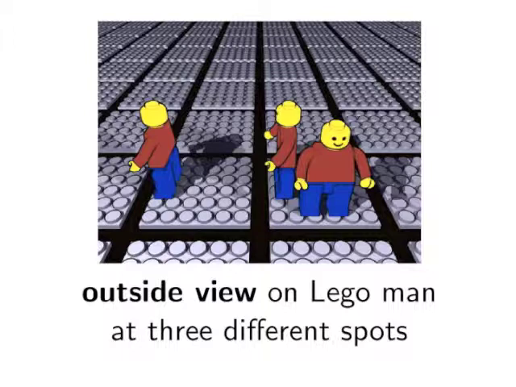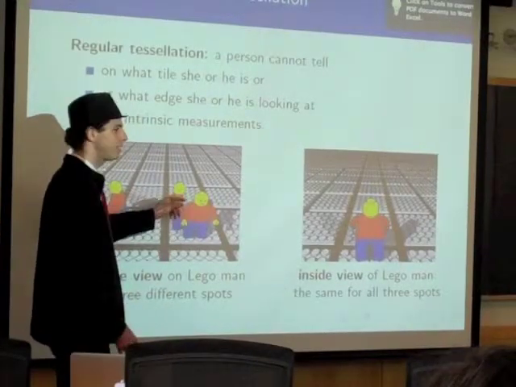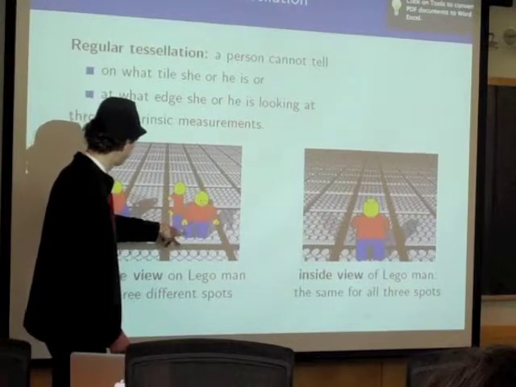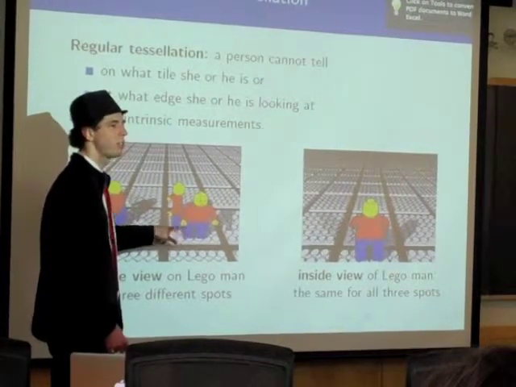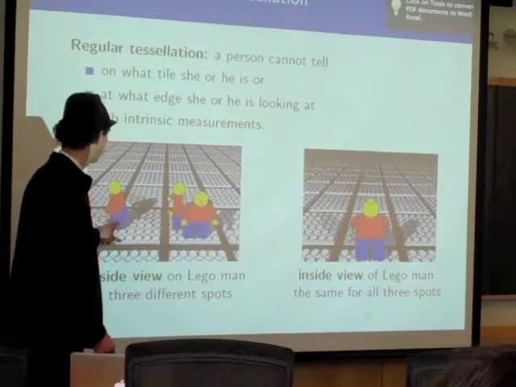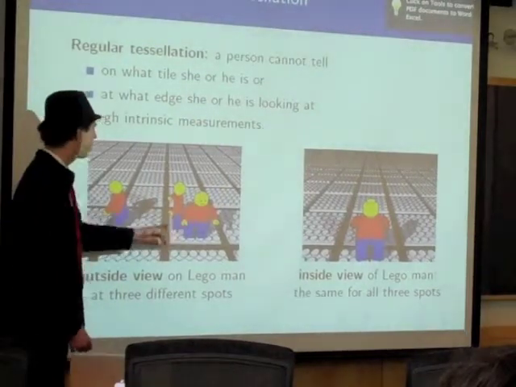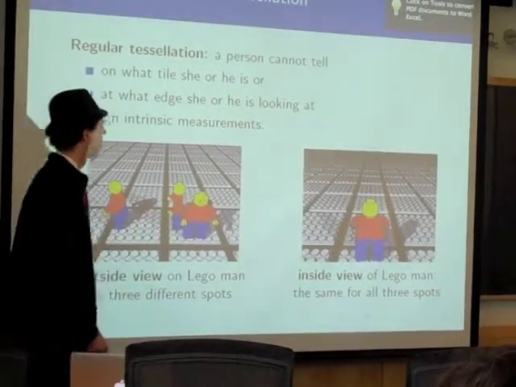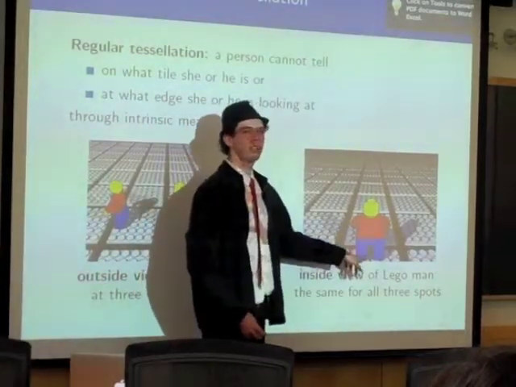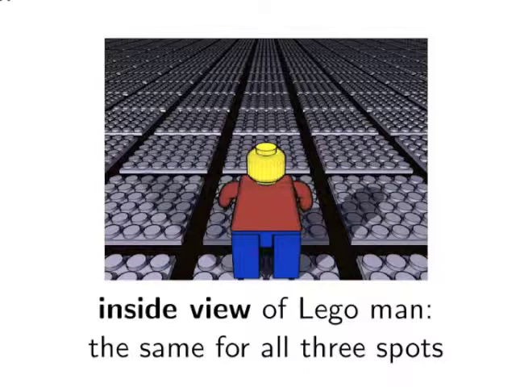So here's an example. This is a regular tessellation made out of Legos. So this is Lego Man, and he's standing at 3 different spots here. So here he's standing in the same tile, but looking at 2 different edges, and here he's at 2 different tiles, but looking in the same direction, kind of. And this is the outside view on Lego Man at these 3 different spots. But the inside view of what Lego Man would actually see is always the same. It doesn't matter on which of the 3 spots he stands, he always sees this picture. And that is because the tessellation is regular. This is the defining property of regular tessellation.